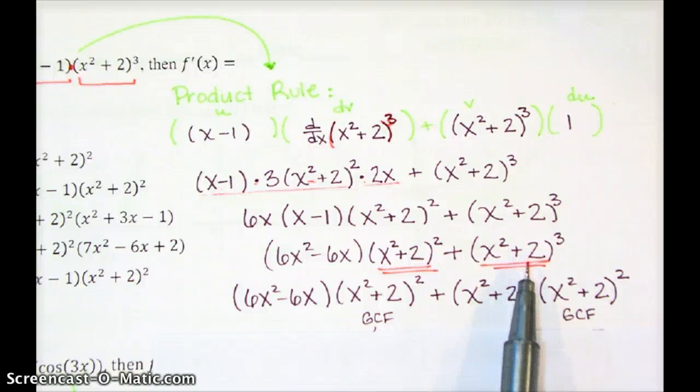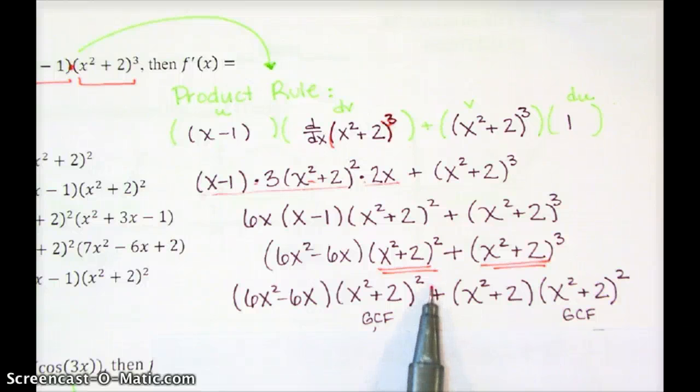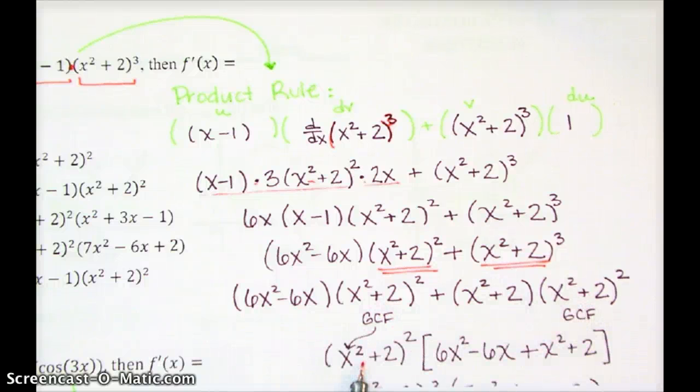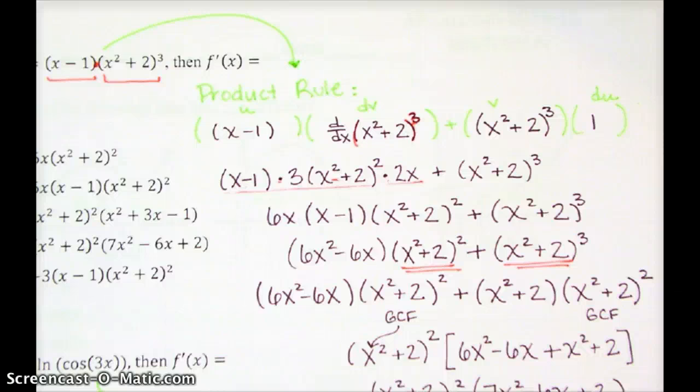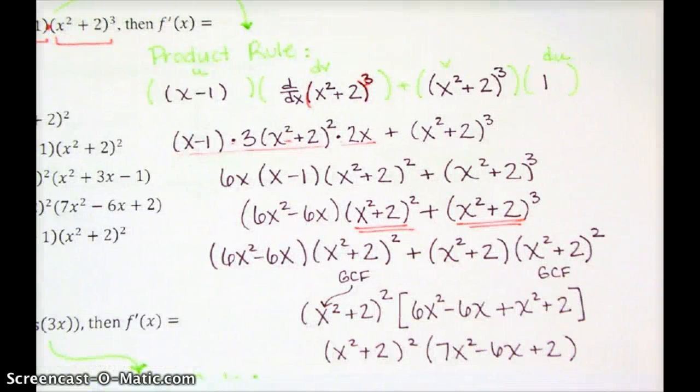Now the reason I wanted to do this is now I really do have a GCF. The exact same thing is being multiplied times the first term and the second term. So that thing I can pull out front. And what's left is 6x squared minus 6x plus x squared plus 2. And this expression right here is the same thing as this expression. You just do your little combining like terms, and that's where the final answer came from.